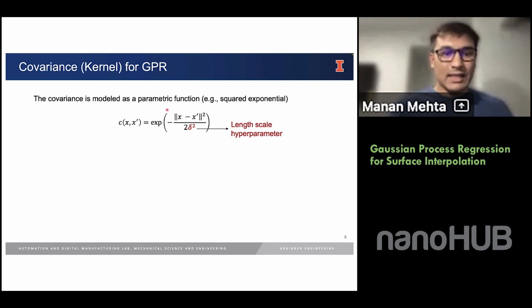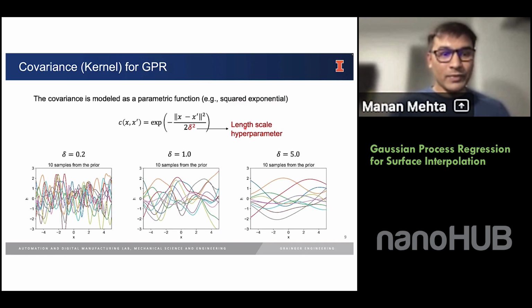Notice that this function is exactly the same that we used in the example to begin with, except that now I have introduced this additional parameter called delta square, which I call the length scale hyperparameter. Now this delta square governs the properties of the underlying functions, but this is what we visually mean by that.